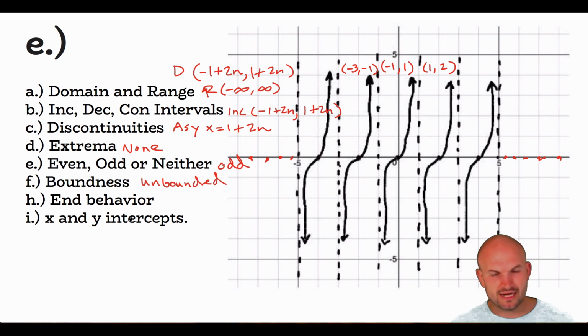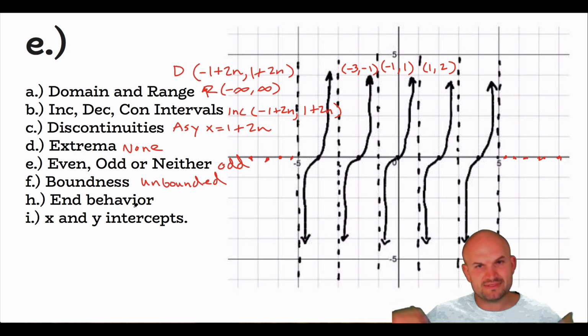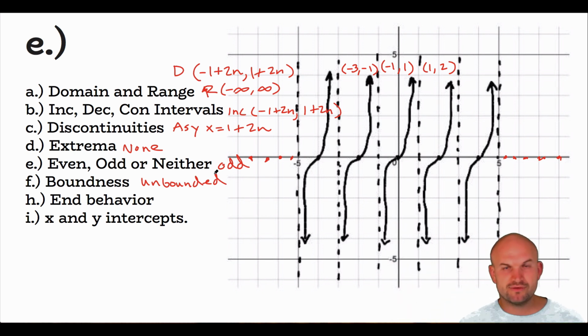The end behavior, this graph repeats, right? Even though it looks like it's falling to the left and rising to the right, it keeps on repeating. So unfortunately, when something is repeating, that's not actually going to be a good description of the end behavior. So therefore, this would have no end behavior.